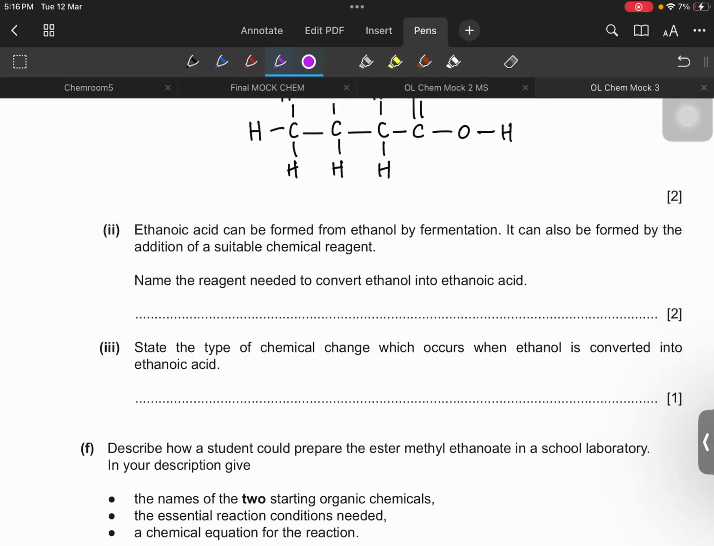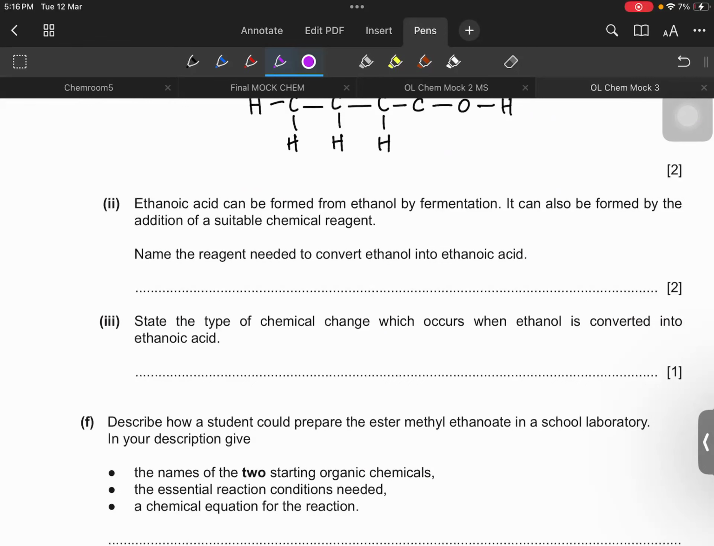Ethanoic acid can be formed from ethanol by fermentation. It can also be formed by the addition of a suitable chemical reagent. We already did this. Name the reagent. If you look at the question clearly, read it again: it can also be formed, so it's not fermentation. State the type of chemical change. So I will call it oxidation.